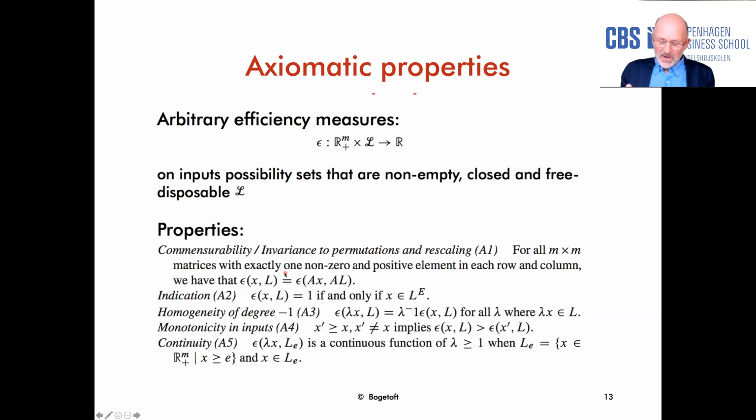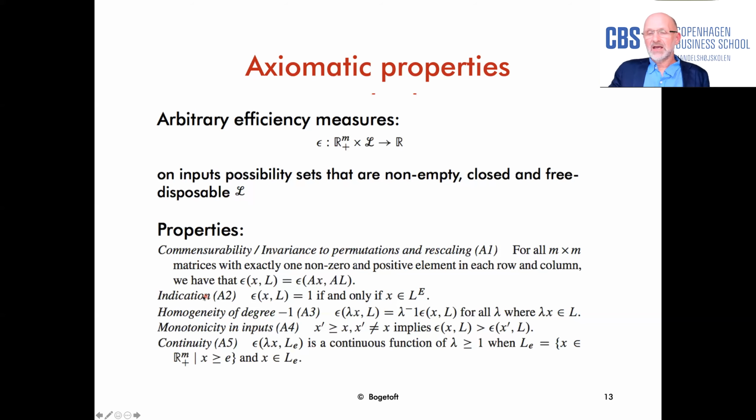It means it doesn't really matter the order in which we list the inputs, whether we take doctors, nurses, and capital, or we take capital, nurses, doctors. It doesn't matter which order we do it. It also doesn't matter how we scale them. It doesn't matter whether we measure capital in millions or in thousands, for example. So that's invariant to permutation and rescaling.